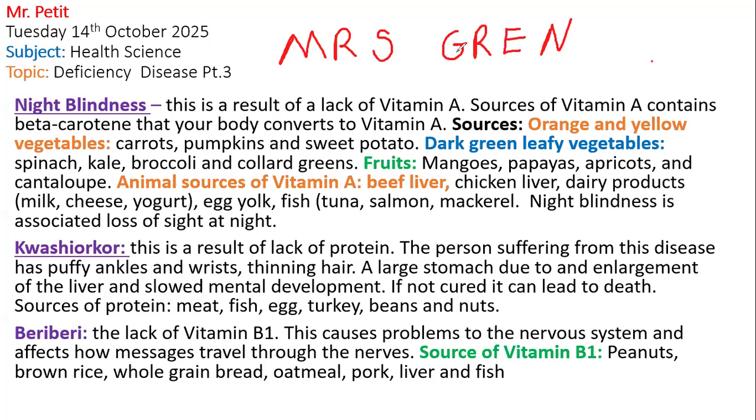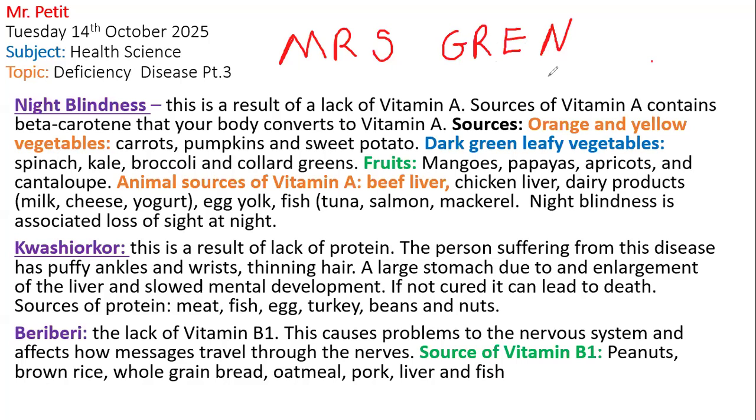What does the G stand for? Growth. Very good. What does the R stand for? Reproduction. What does the E stand for? Excretion. What does the N stand for? Nutrition. Very good. So I'm going to define it, and you're going to tell me which one it is. You understand?